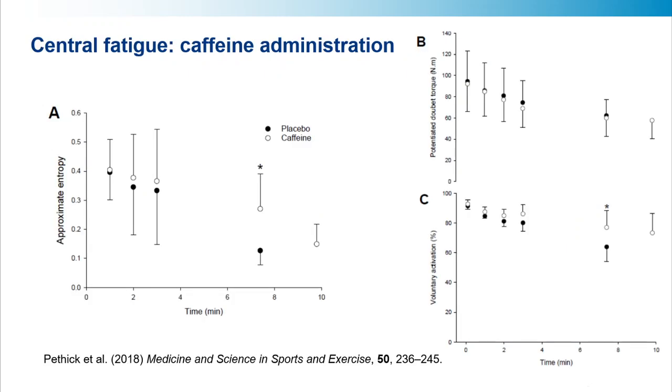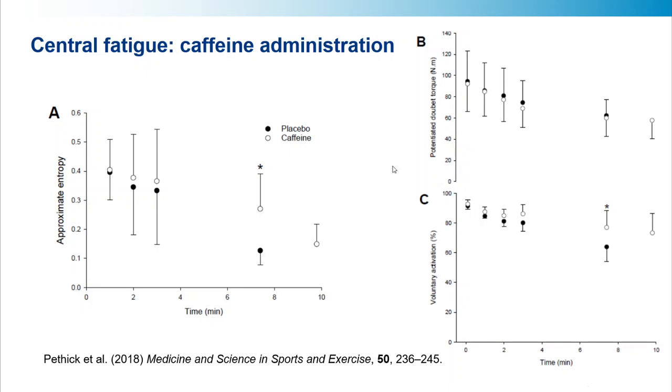And one of the other things we looked at was caffeine administration, because we know that caffeine has significant central effects. It's an adenosine antagonist. And so what we're trying to do here is manipulate the central fatigue effect by administering caffeine. And what you see with the placebo condition, we had task failure occurring in just over 7 minutes on average. And then we have the caffeine condition, which extended time to task failure up to almost 10 minutes. But crucially, at the ISO time point, so at the point of task failure in the placebo condition, the complexity loss was a lot less in the caffeine condition.